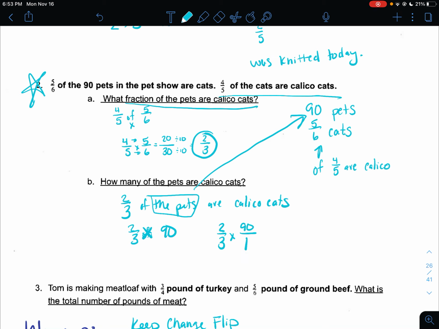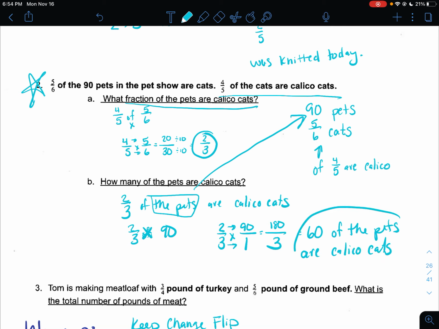So we're going to do 2/3 times 90 over 1. And then just multiply across. 2 times 90 is 180. 3 times 1 is 3. 180 divided by 3, because that's what fractions are, is 60. So 60 of the pets are calico cats.